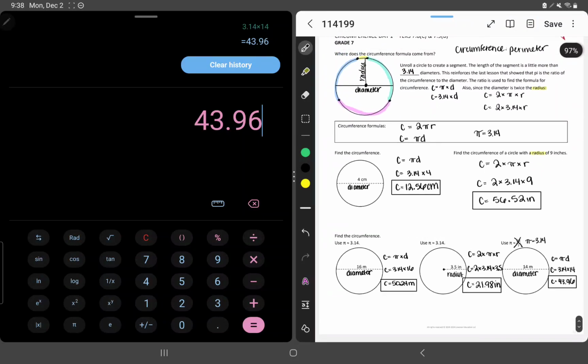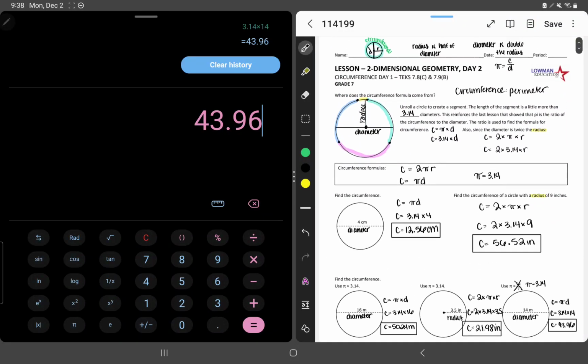All right, and that's it. That's your lesson for today. It's just talking about how to find circumference, okay? All right.